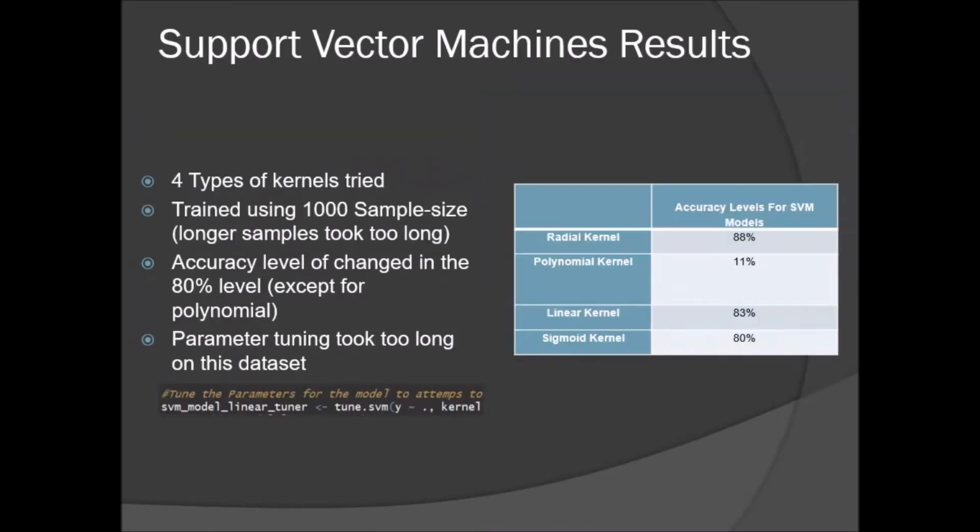Also I ran support vector machines using 4 different kernel types: radial, polynomial, linear, and sigmoid. I was forced to use only sample sizes of 1,000 because my computer would crash if I did something a lot bigger than that. I was able to get accuracies of around 80%, like you see here. Actually, the radial kernel was closer to 90%, with a value of 88. A polynomial kernel with 11%, which I'm not sure why it was so low, but I didn't look into it that much. Then a linear kernel with 83 and a sigmoid kernel with 80. I tried doing some parameter tuning, but my computer crashed when I was doing that as well, so I stopped.